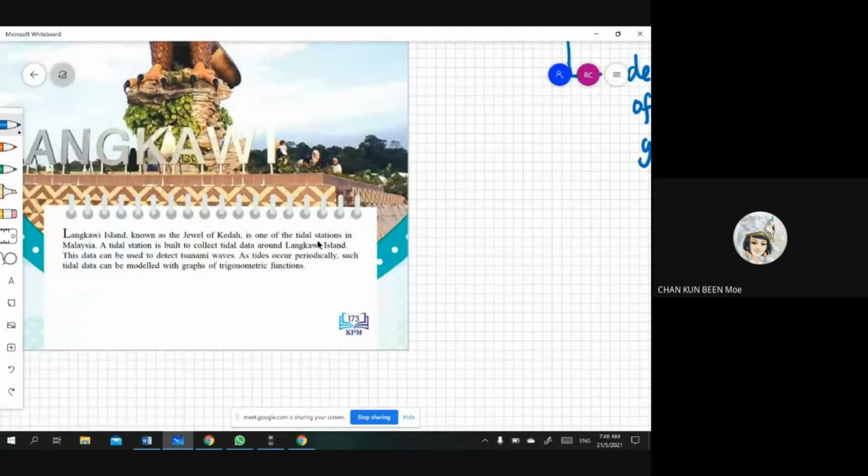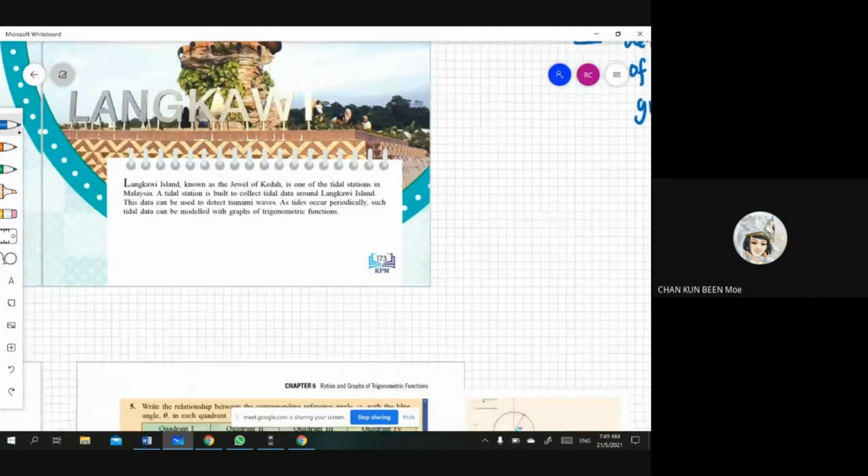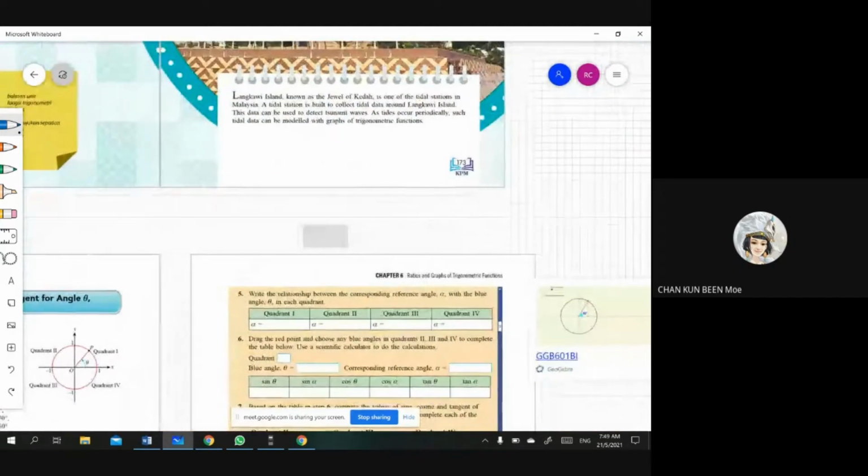It's one of the tidal stations. So you have any idea what is tidal station? The one that measures? Tide. Tide, right? Yeah, tide, correct. Okay, so a tidal station is built to collect tidal data around Langkawi Island. So this data can be used to detect tsunami waves. As tides occur periodically, such tidal data can be modeled with graphs of trigonometric functions. Okay, so this is basically the purpose that you learn this chapter.